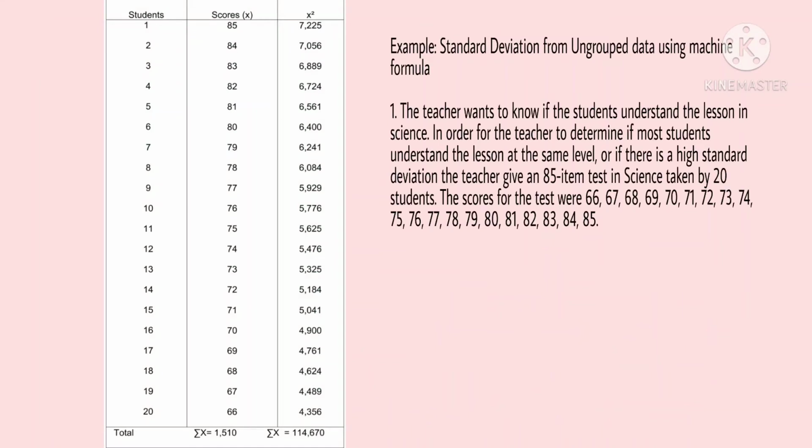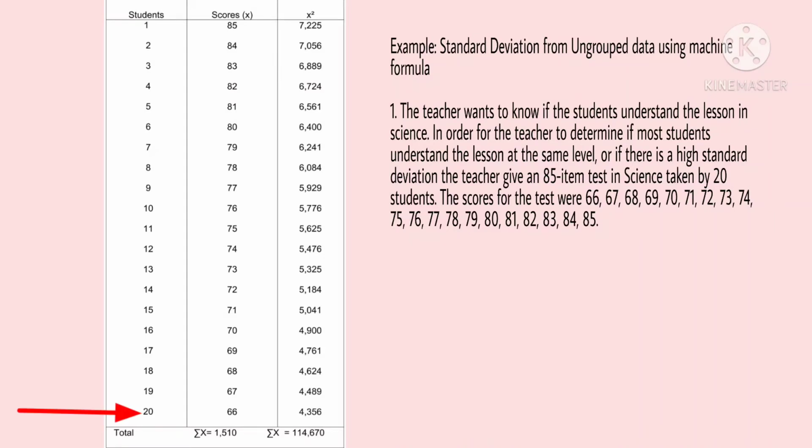To find the standard deviation, first I made a table to present our data, or the set of scores. The table will help us to compute and get our standard deviation. The first column is for the students. Since we have 20 students, we're going to put here 1, 2, 3, 4, 5, 6, 7, 8, 9, 10, 11, 12, 13, 14, 15, 16, 17, 18, 19, 20.